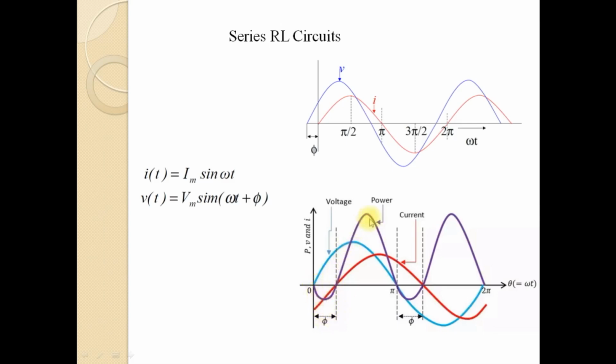Now if you plot the variation of the power, here you can see that the voltage is positive here and the current is negative.